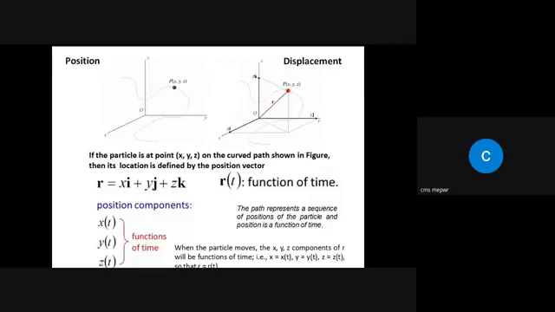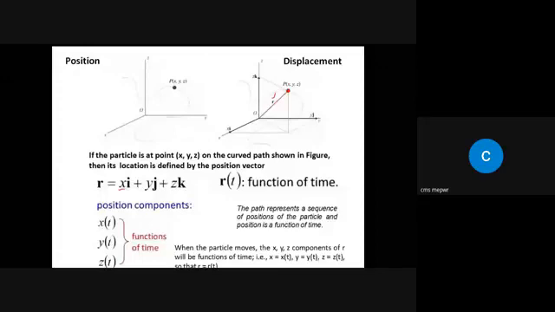Okay, to represent the position, we usually use a position vector. Let's say it is represented by r. So we can write it in vector form. Vectors here are in 3D space in x, y, z coordinates, so we need to mention all three components, that is x, y, and z. So x is along i, y is along j, and z is along k.